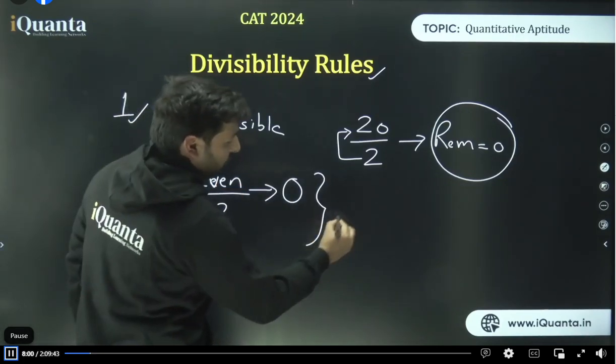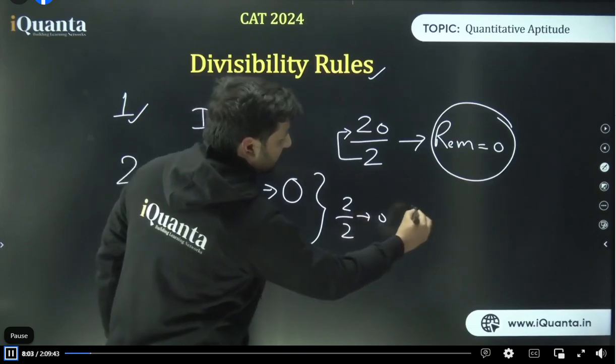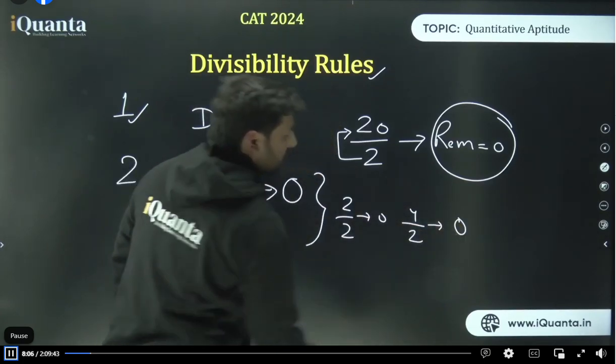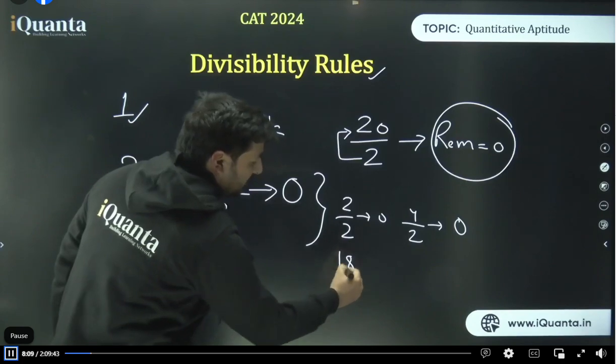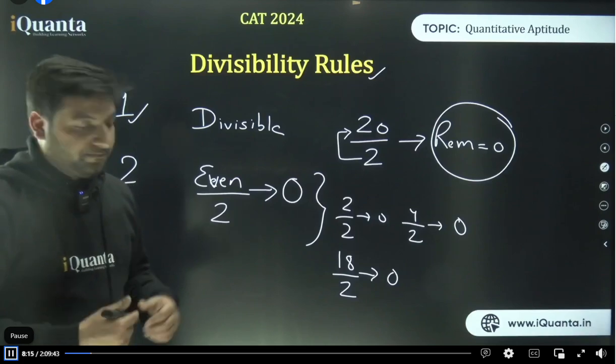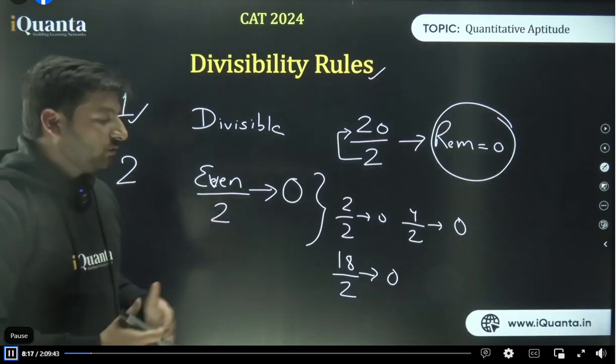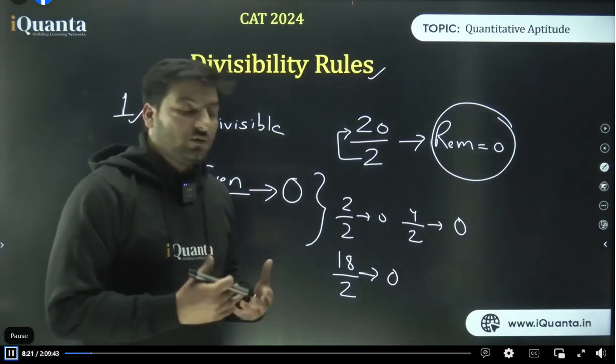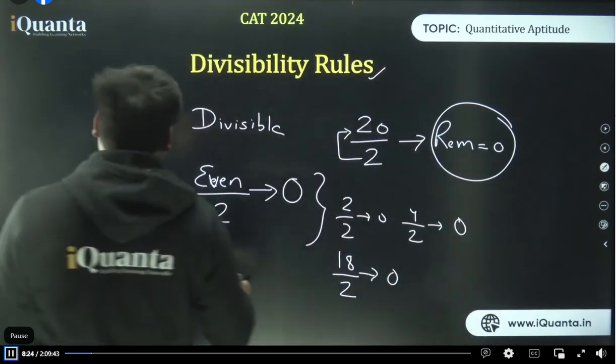For example, we have 2, you divide it by 2, the remainder is 0. We have 4, you divide it by 2, the remainder is 0. Suppose you take any bigger number, say 18, you divide it by 2, remainder will be 0, right? So if you take any even number and divide it by 2, the remainder will be 0. So what is the divisibility of 2?